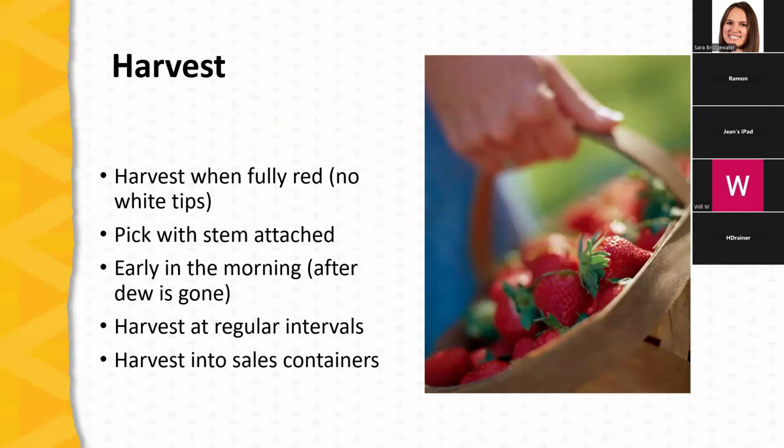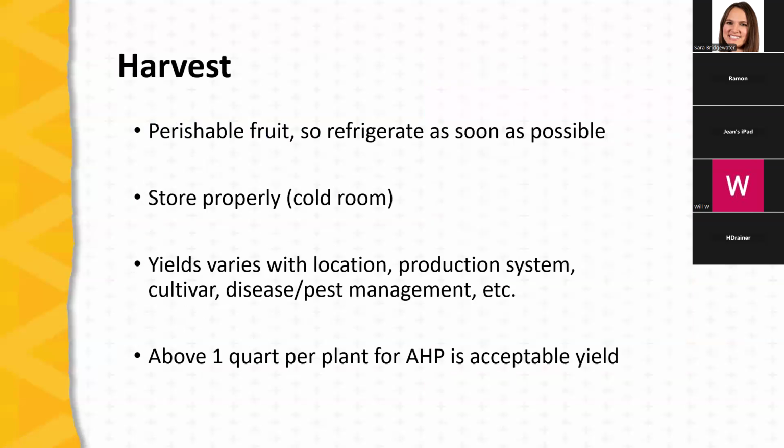Harvest into your sale container, if you are a commercial grower. You put them straight in your sale container. If you keep it for home, you can harvest straight into what you're going to present it in to your family, so everybody can enjoy them. So remember, all these fruits are perishable. So if you harvest, refrigerate as soon as possible, so you can keep a longer shelf life. Store properly in a cold room.